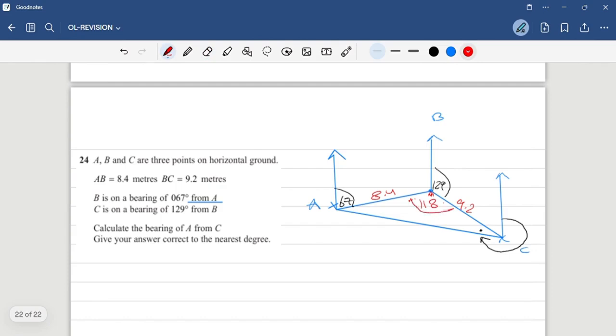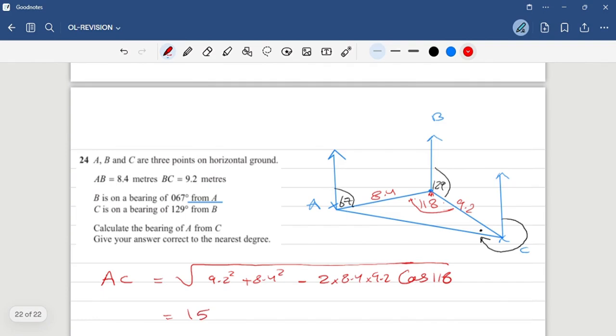After I finish the measure of this angle, now I have two sides and the included angle. What will I do next? If I have two sides and the included angle, I will find AC. So to find AC, I will use the rule, which is the root of 9.2 power of 2 plus 8.4 power of 2 minus 2 multiplied by 8.4 multiplied by 9.2 multiplied by cosine 118. You can find this rule in the formula sheet, by the way. After I use the calculator, I will find it equals 15.09 and so on.